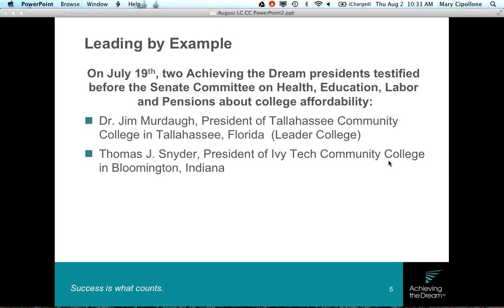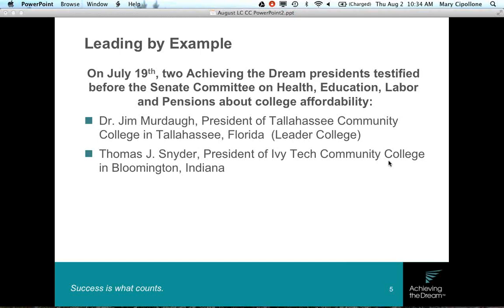I wanted to give a couple of shout-outs, if you will, to some of our leader colleges who have been doing wonderful things to help support this reform movement that we're all part of. So today, I wanted to say something special about Dr. Jim Murdoch, President of Tallahassee Community College, and also Tom Snyder, who's the President of Ivy Tech Colleges.